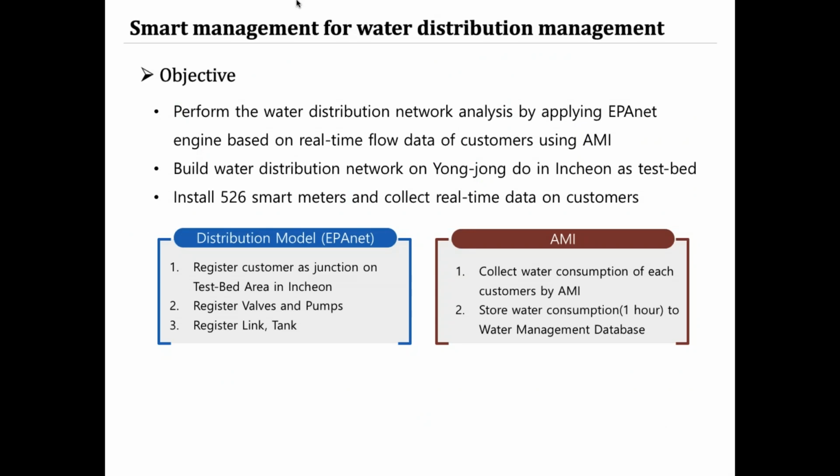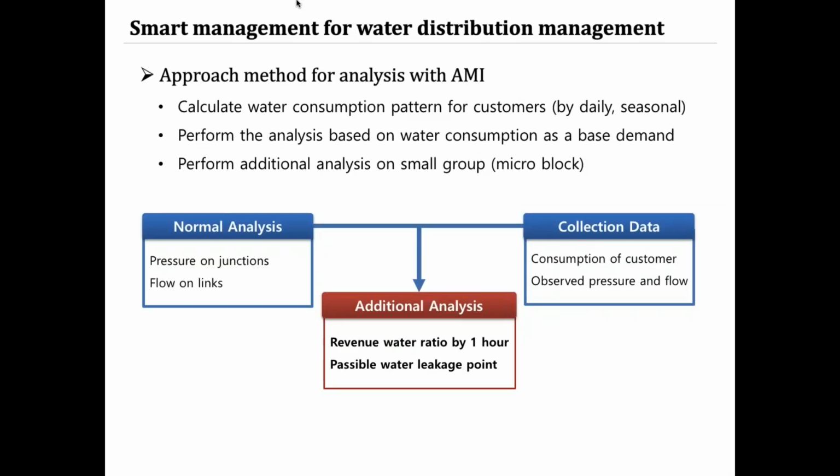This slide shows that now we are simulating the water distribution network analysis by applying the EPANet engine based on real-time flow data over customers using AMI. The approach method for analysis with AMI is to find water consumption patterns hourly, daily, weekly, and seasonally, so that we can set up a water supply plan.